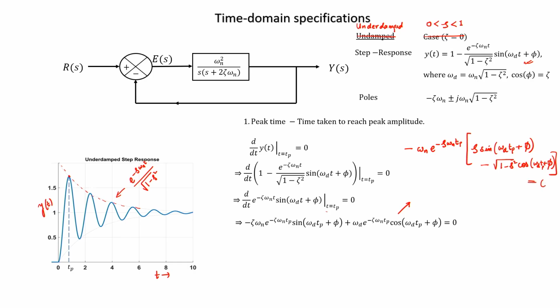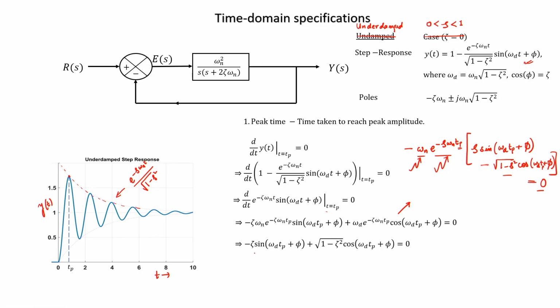Now, this is equal to 0. So, we have 3 factors multiplied which is equal to 0, and each of the factors may go to 0. Omega n will never be 0 because we are generalizing this. Now, this is an exponential term, so for every value of t it will never be 0. Only at t tending to infinity will it be 0, and Tp is not infinity. So, we are left with only this inside part.